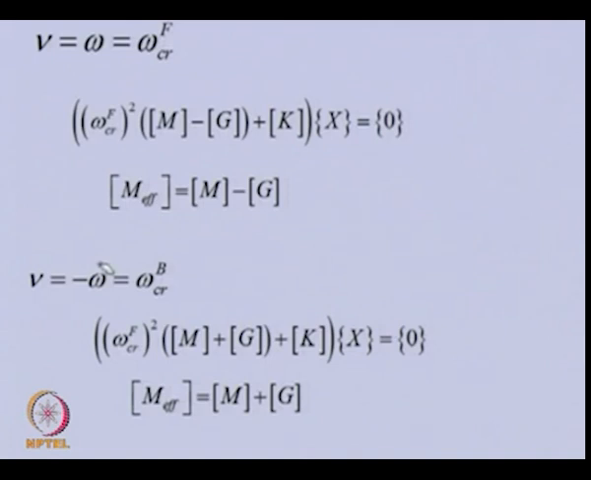So, this is the second case, when we have whirl frequency minus omega, that is, the backward critical speed, we are defining it. If we substitute in this equation, we will see that this sign will change to positive, and the effective mass will now be m plus g. So, here the effective mass is increasing, so we expect that the backward critical speed, this is b, will be decreasing. This particular trend we have seen in the previous quasi-static analysis case also.